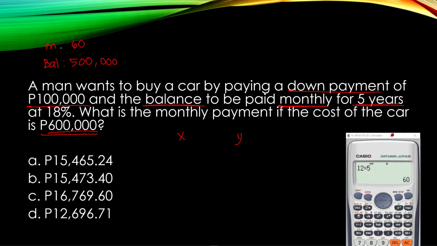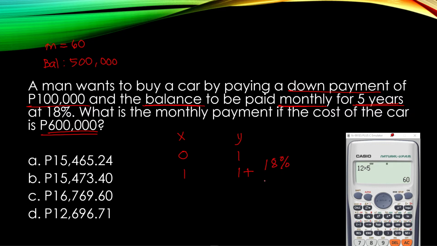M60. Ganun lang, M60. Variable M lang yan, or ilang mode of payments na, 60. Okay. So, lagay natin dito, no? We have 0, 1, then 1, then 1 plus... ano ba yung binigay niyang percentage, yung rate? 18%. Okay, 18%.